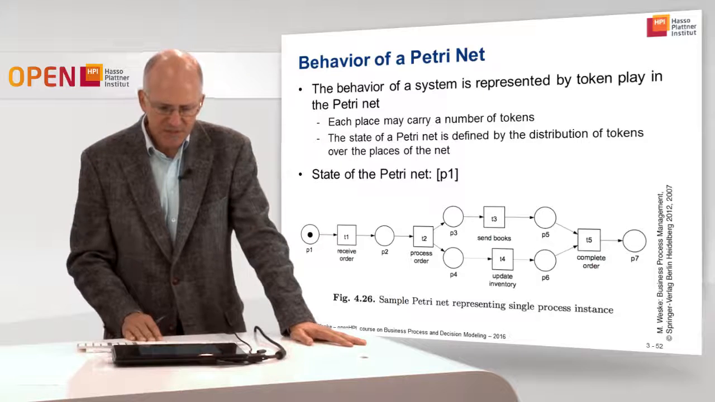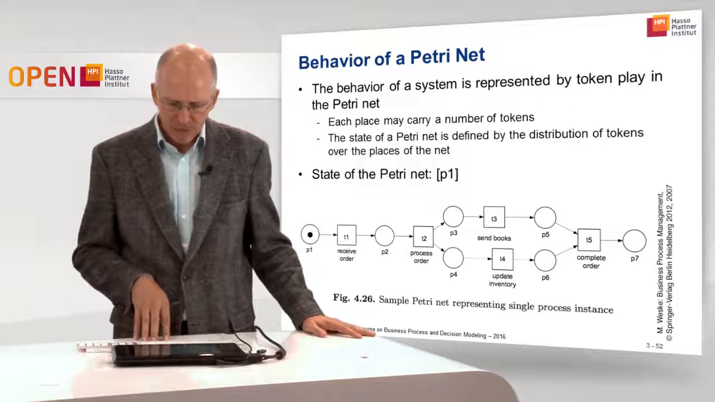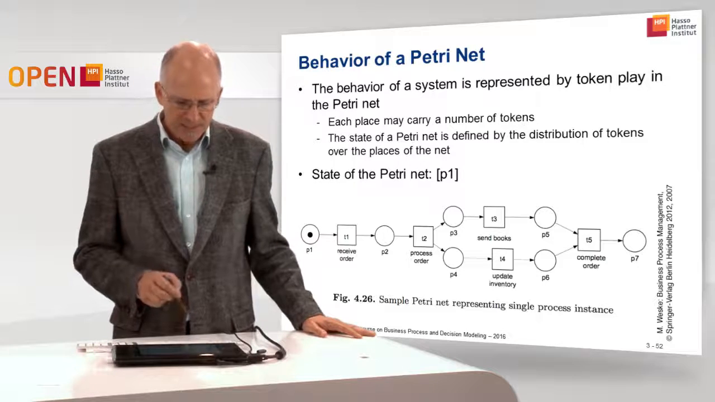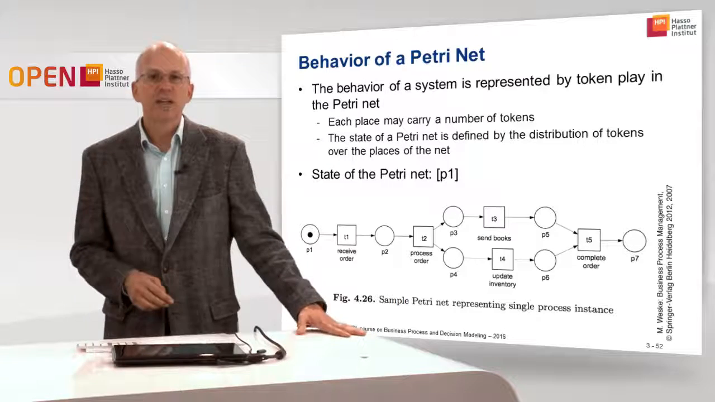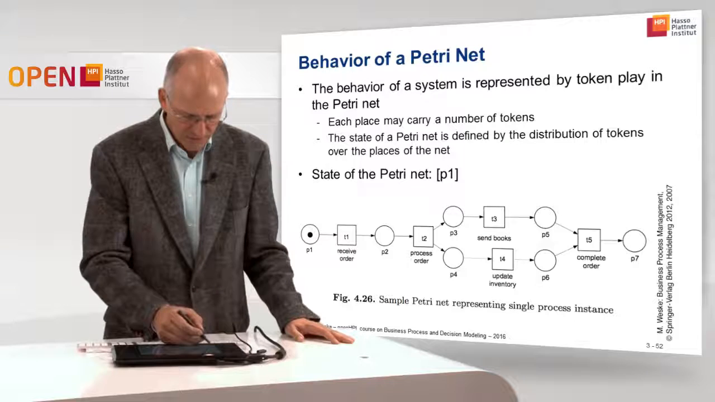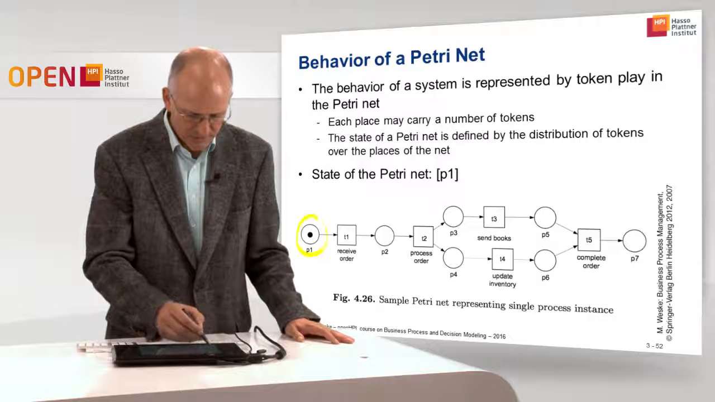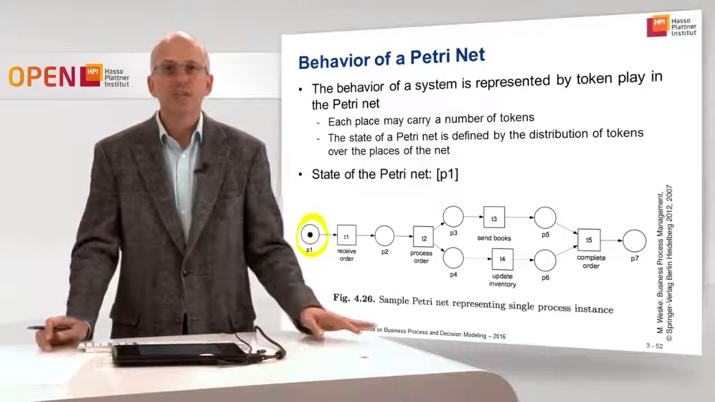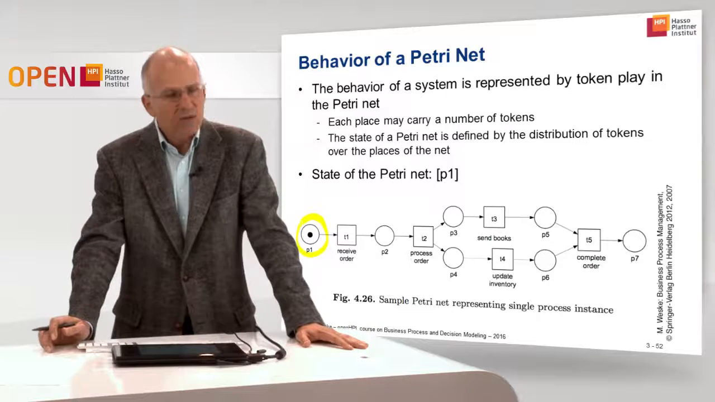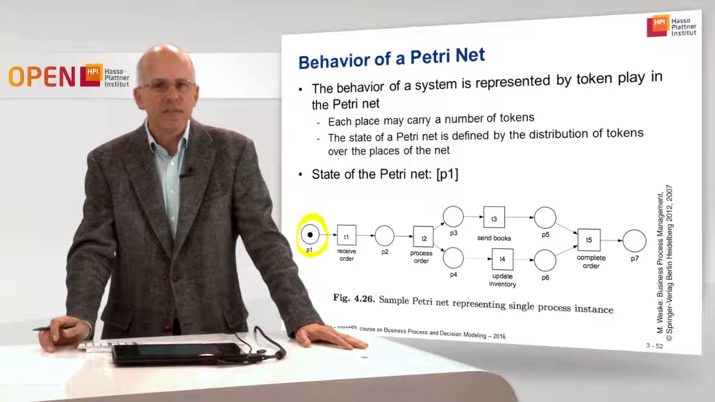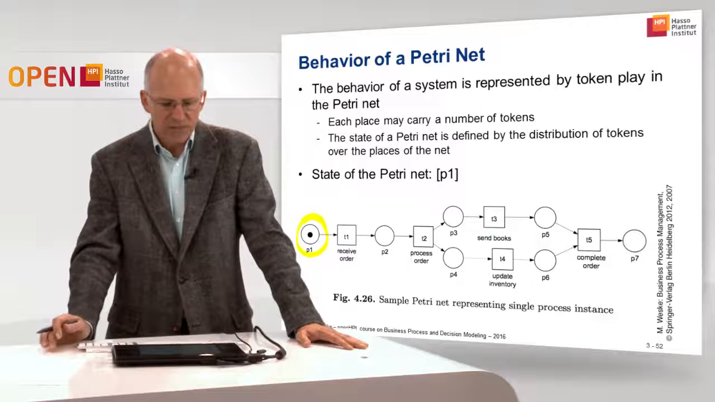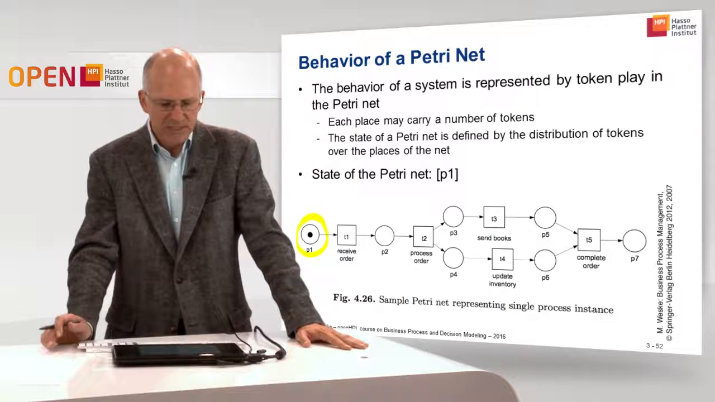The behavior of a system is represented by a token play in the Petri net. A token is represented by this black dot, and tokens can only reside on places. So here you see one token on place P1. And there are no other tokens in the net at this point in time. In general, each place may carry a number of tokens. There are different kinds of Petri nets with different constraints regarding this, but in the Petri nets we use, each place may carry any number of tokens.